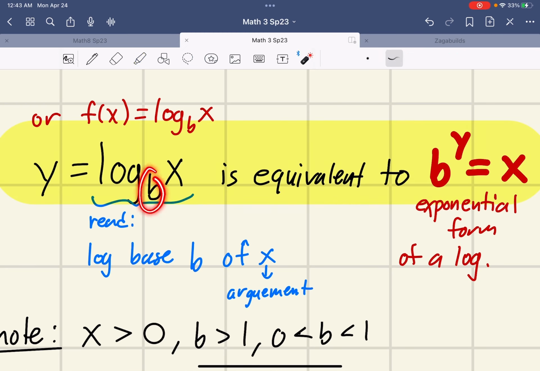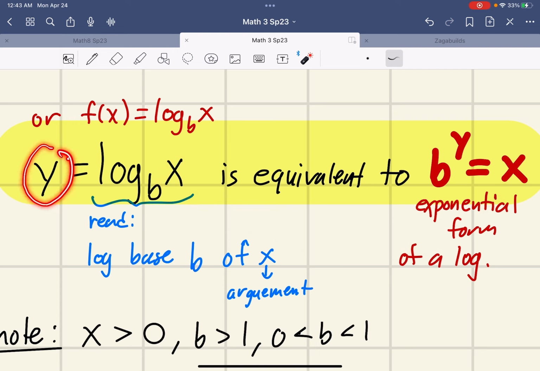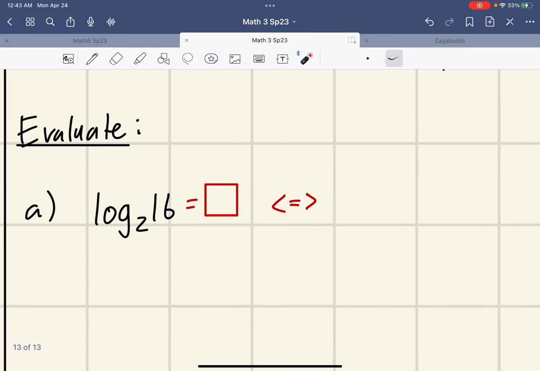If you notice, the base, when it converts to exponential form, is still a base, but the argument becomes the output, and your y becomes the input, and that becomes the exponent. So let's see. Right now, my 2 is my base, so I write 2. But then my argument has to give me what it's equal to. The output becomes the input.